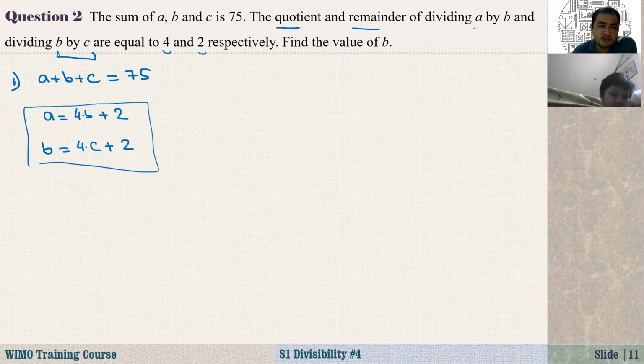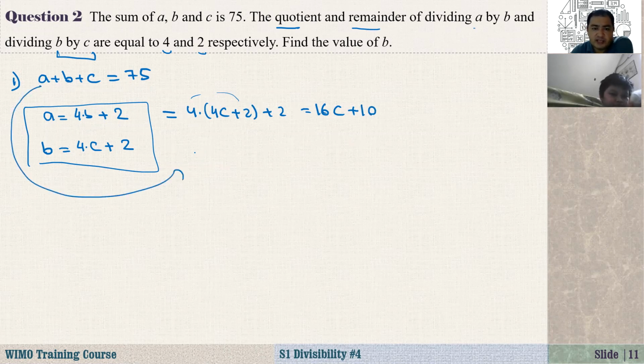Now from this relationship we can find what A is in terms of B and B in terms of C. So I'm going to express everything in terms of C here. So 4 times, what is B? B is given here. It is 4C plus 2. And here we have plus 2. That is 16C plus 4 times 2 is 8, 8 plus 2 is 10. Right? So now if you substitute into this equation, what is A? A is 16C plus 10. What is B? It is 4C plus 2. And C is just C.